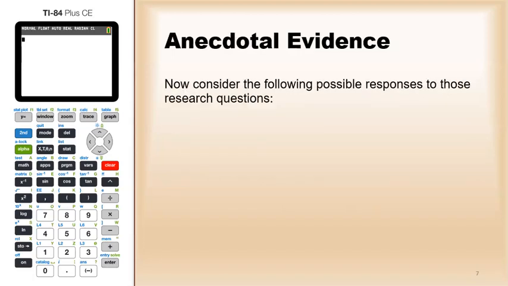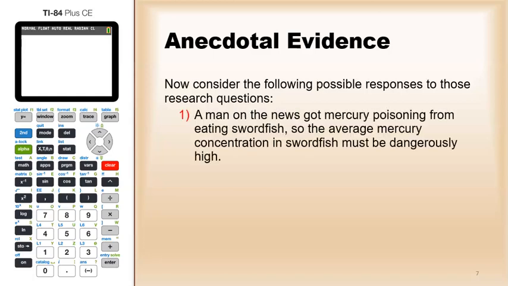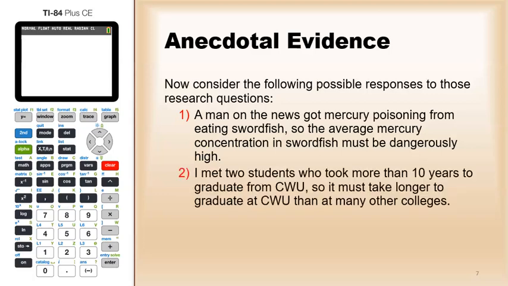Now consider the following possible responses to these research questions. So, 1. Suppose a man got mercury poisoning from eating swordfish, so the average mercury concentration in swordfish must be dangerously high. 2. I met 2 students who took more than 10 years to graduate from Central Washington, so it must take longer to graduate there than at many other colleges.